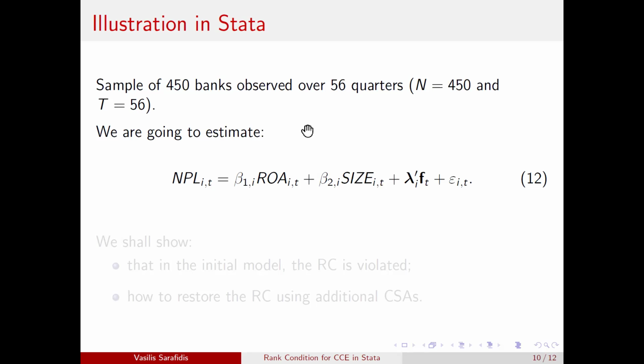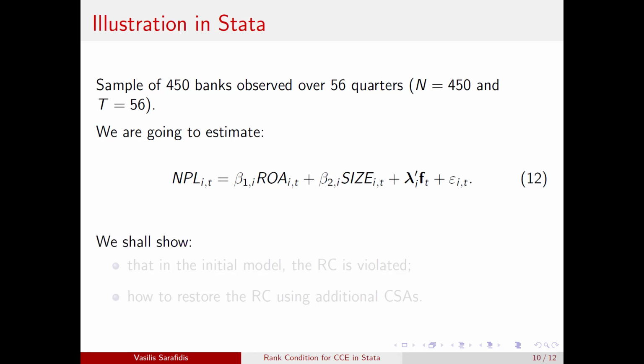And on the right-hand side, we have two covariates. ROA captures profitability, so this denotes the return on assets for bank i at time t. And this variable is size, so that's the logged value of bank i's assets at time t. We have an example of 450 banks observed over 56 quarters. So N equals 450 and T equals 56.